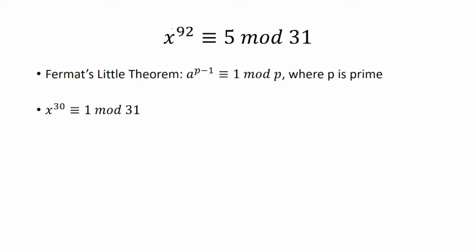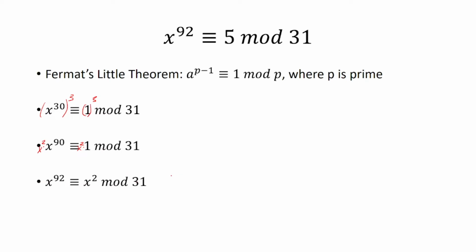I want to know x to the 92nd power. So why don't we just get to x to the 90th first? In order to get to x to the 90th power, we have to cube both sides. Exponent to an exponent says x to the 90th power is congruent to 1 mod 31. Finally, I can get to x to the 92nd power by multiplying both sides by x squared. So I have x to the 92nd power is congruent to x squared mod 31.